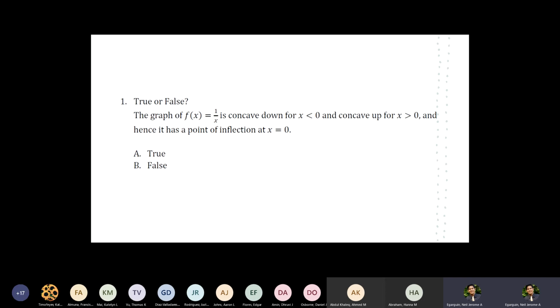Okay, don't forget to encode your answers to CASA. This would be due on Saturday, November 14th. All right. Okay, we'll have the remaining 6 problems on Wednesday and on Friday.